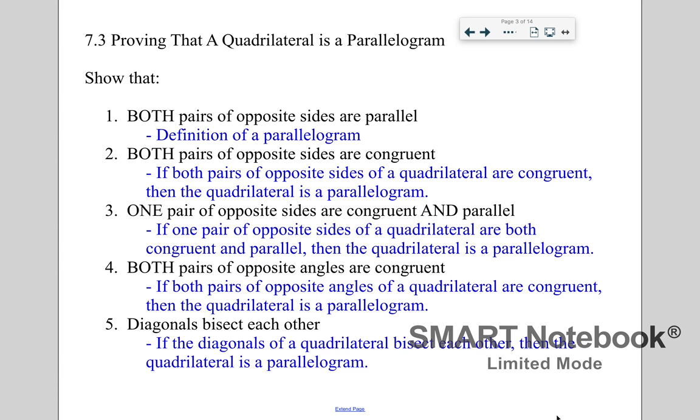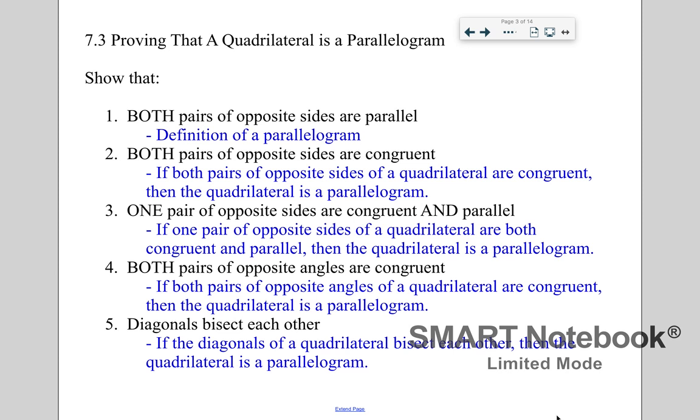There are 5 ways that we can do that. If you have both pairs of opposite sides are parallel, and you can show that or you can see that in the diagram, then your reason that it is a parallelogram would be the definition of a parallelogram. It meets the definition. If you can show that both pairs of opposite sides are congruent, your reason would be if both pairs of opposite sides of a quadrilateral are congruent, then the quadrilateral is a parallelogram. You'll see I shorten that up a little bit in some of the examples we do later.